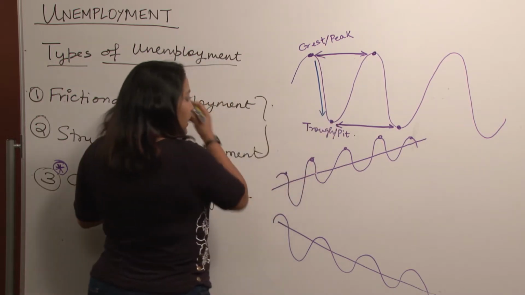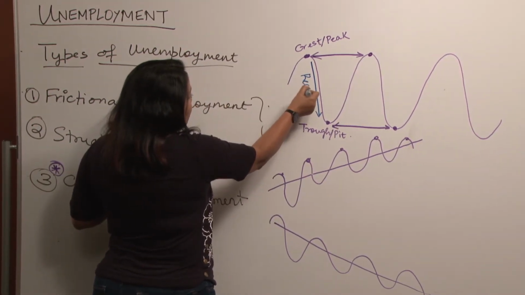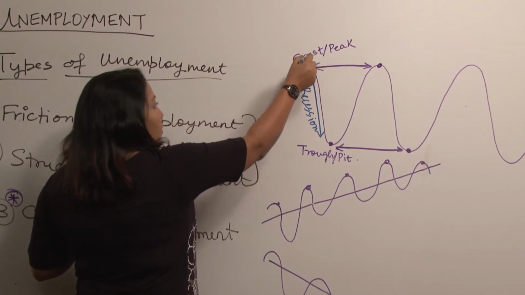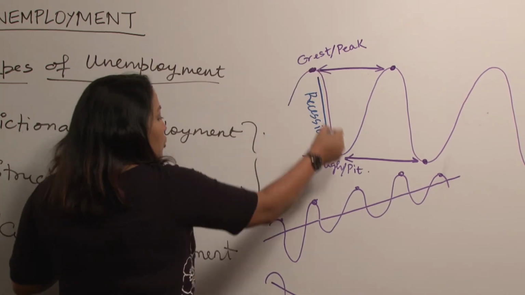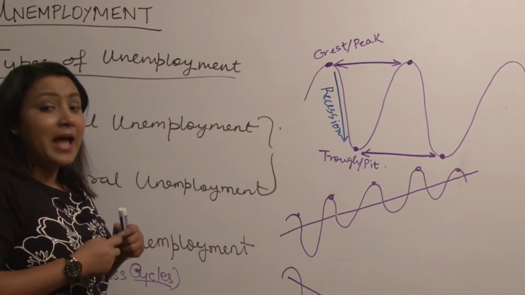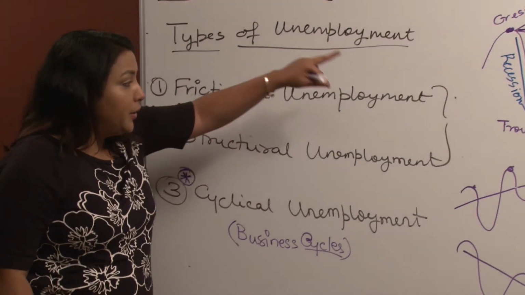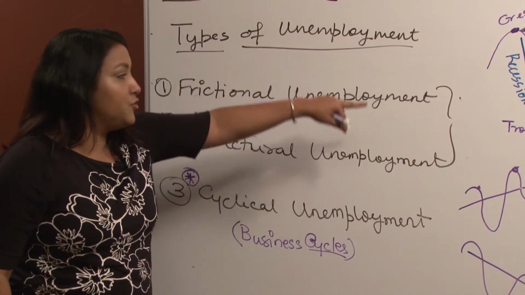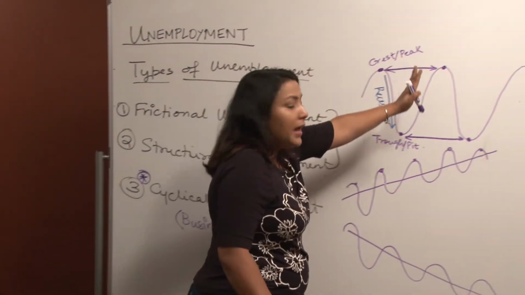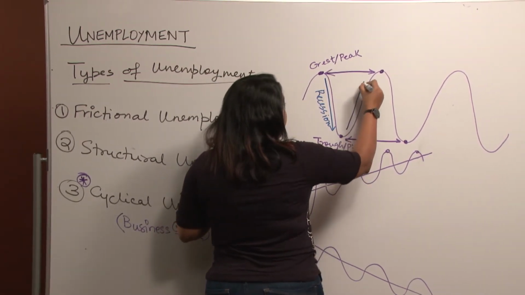So whenever the economy is coming from a peak into a trough, this region where it is coming down, that decline, this phase is known as a recession. Whenever the country is coming from a peak towards a trough, that falling phase is recession, and that is when cyclical unemployment tends to be super high, during that recessionary phase. Now once it hits the pit, the country starts going up again, and that is known as recovery.